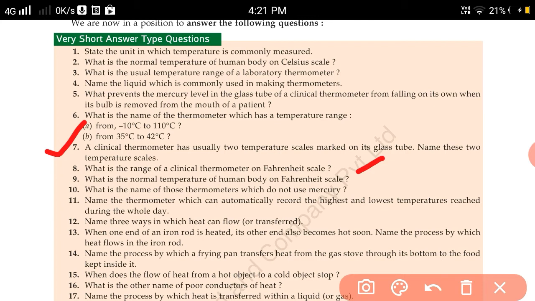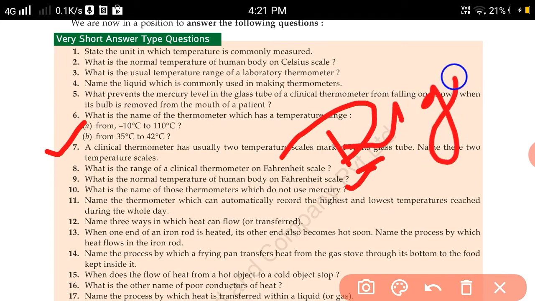10th question is, what is the name of those thermometers which do not have mercury? As usual, we have discussed about it. These are the digital thermometers.